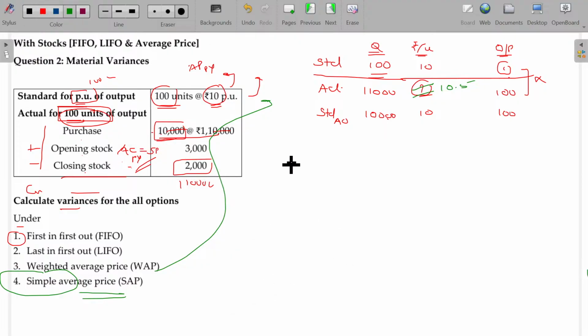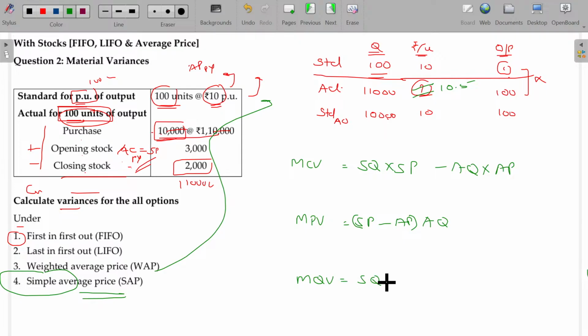So material cost variance is equal to standard quantity into standard price minus actual quantity into actual price. Material price variance is equal to standard price minus actual price into actual quantity. Material quantity variance is equal to standard quantity minus actual quantity into standard price. If you add up these two, then you will get this value.